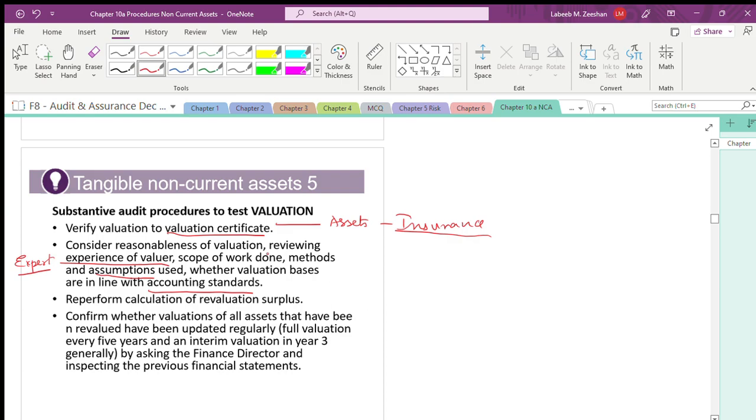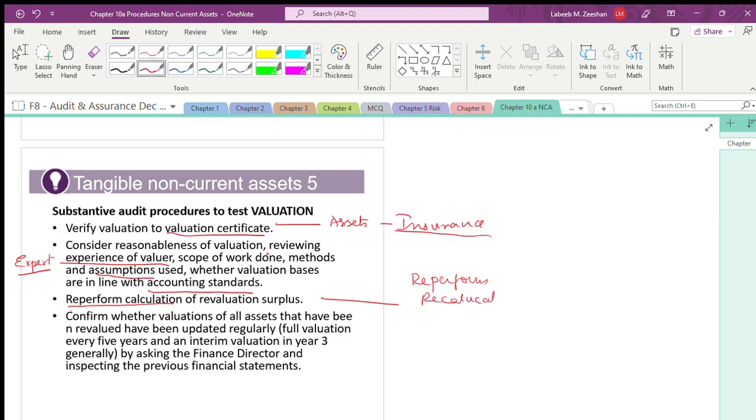What is the scope? The scope means how they have valued, and how much they have covered of the asset specifications. Fine. What are the methods? Whether it has been as per the accounting standard. Reperform calculation. Is it reperform? This is what it says. Where we have used this reperform, we have used reperform, recalculate.